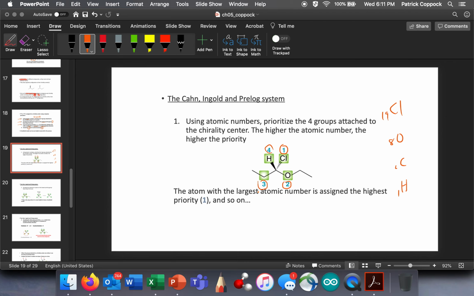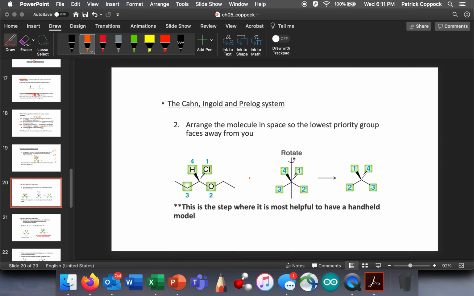Now, the atom with the largest atomic number, well, we already said that. So we number them, all right? Now we're going to have to arrange it so that the smallest one, which is 4, has got to go in the back, all right? So watch this. We're going to rotate this in space. Now, if you have a handheld model, you ought to do it. Prove it to yourself. You would be investing in your own expertise if you would pause the video now and build this molecule. And then if you take this and you turn it around, you'll see that the oxygen, look at this.